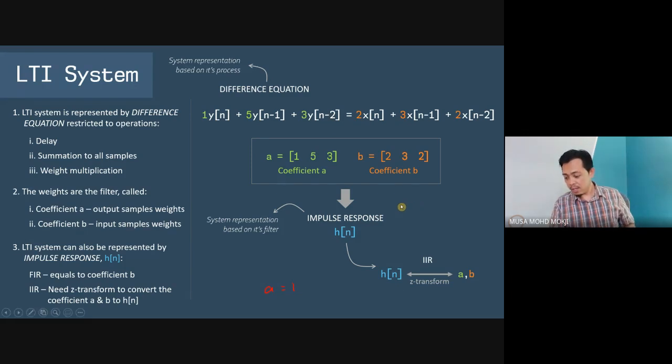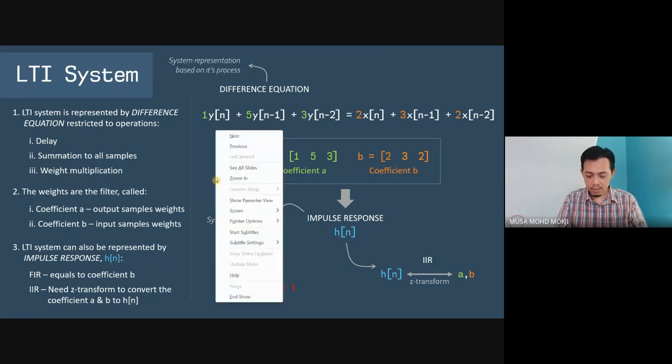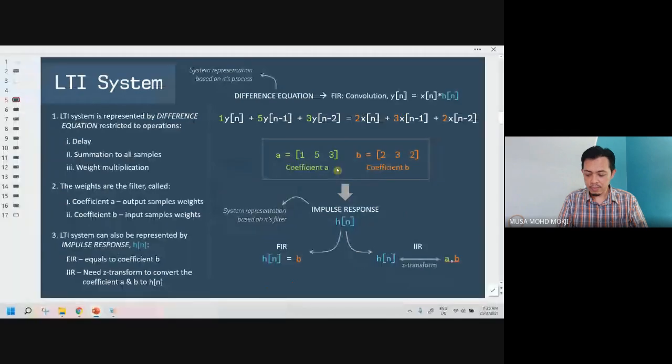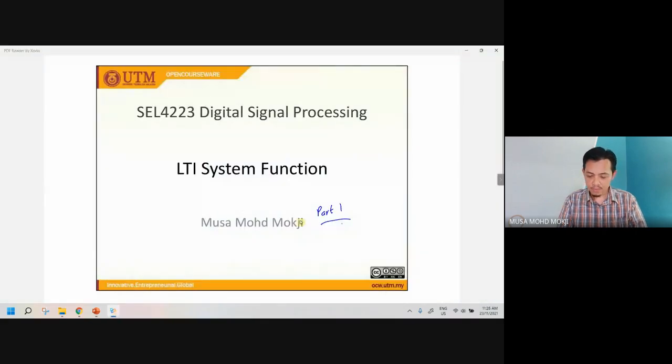And today, this is our first session. We have done this one because it is very straightforward. But we're going to do this: how to convert between impulse response and difference equation using Z transform. So this is where we will start.